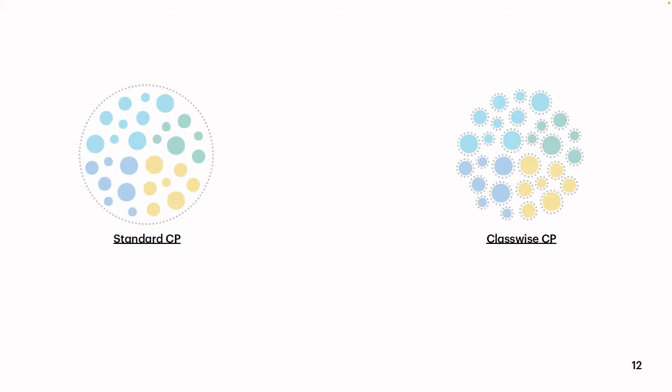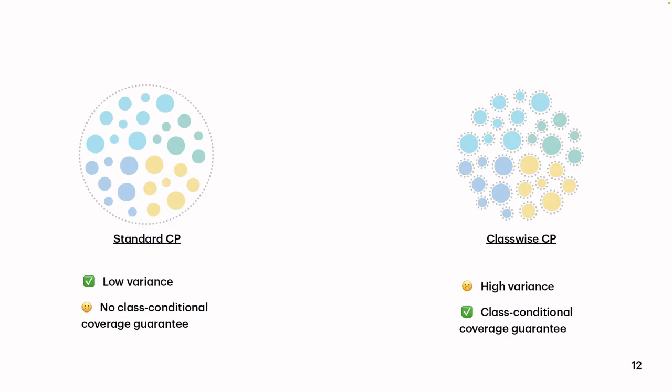Okay, so let's compare the two methods we've gone over so far. In these graphics, you can think of each circle as the data for a class. What standard conformal prediction does is it ignores the class structure and estimates a single q hat. The benefit of standard conformal is that it's low variance because it doesn't do any data splitting. It has a lot of data to estimate the single q hat parameter, but it doesn't have a class conditional coverage guarantee. On the right, we have class-wise conformal. What this is doing is splitting up your calibration data by class. As a result, it has high variance because you have some classes with very little data, but it does have the class conditional coverage guarantee. So we wanted to know, can we get the best of both worlds?